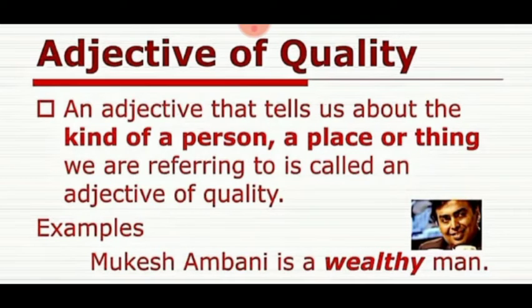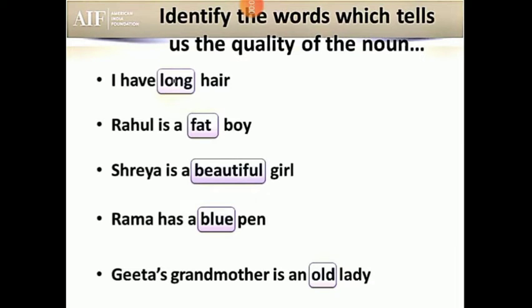Look at these examples. Mukesh Ambani is a wealthy man. The word wealthy is an adjective here used to explain the quality of a person, Mukesh Ambani. Here are a few examples for adjective of quality. Look at these sentences. I have long hair. The noun here is hair. So, how is the hair? It's long. So, the word long is adjective of quality.